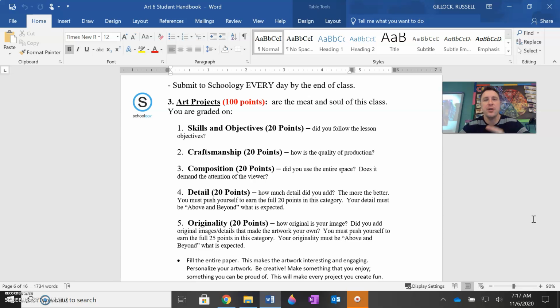And the composition is how you arrange the whole artwork. The best advice I can give students is to basically fill the entire paper. You don't want to leave any empty background, any negative space. You want to fill as much of that paper as you can. And again, you don't need to be a good artist to do that.